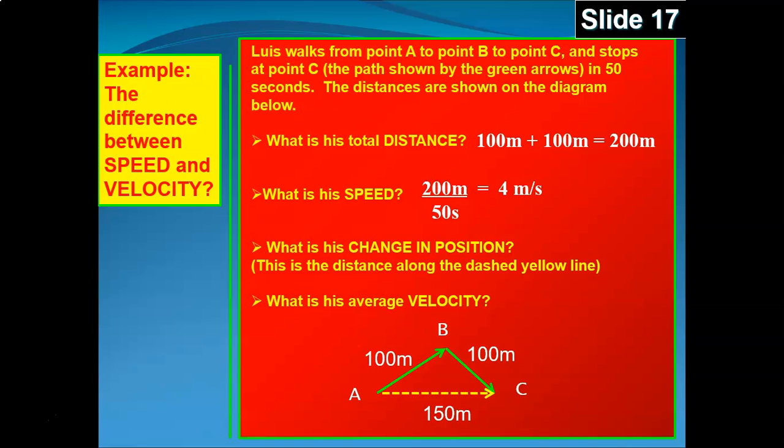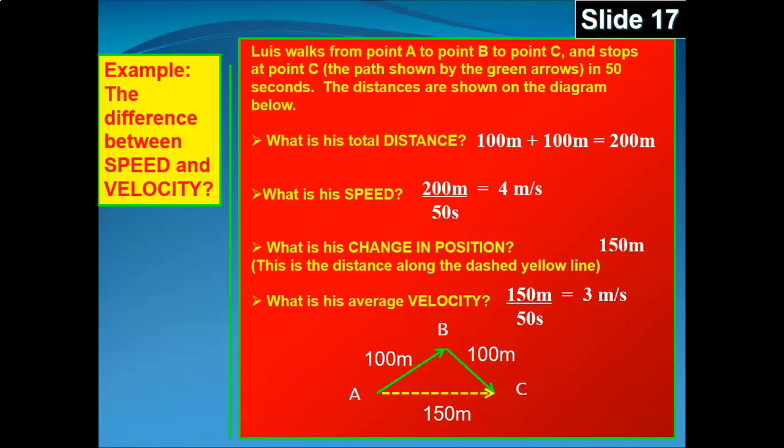Now what is his change in position? And that's the yellow dashed line. His change in position is 150 meters. So what is his velocity? Velocity is change in position divided by time. So in this case, it's 150 divided by 50 seconds. That's 3 meters per second. So you can see that Luis has a different speed than his velocity.